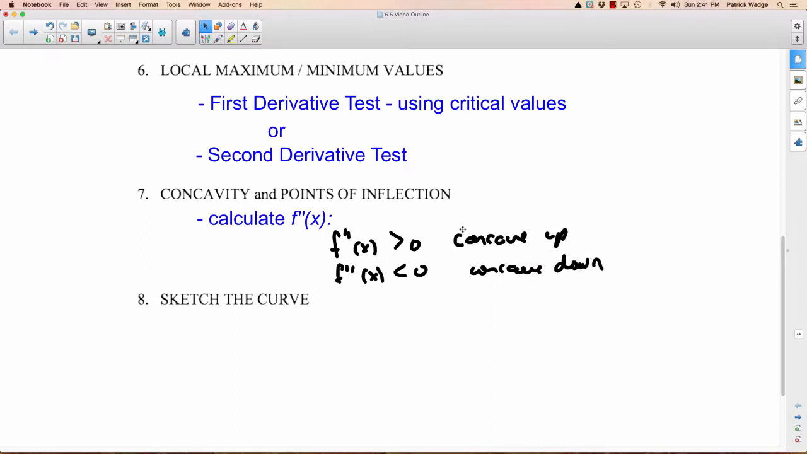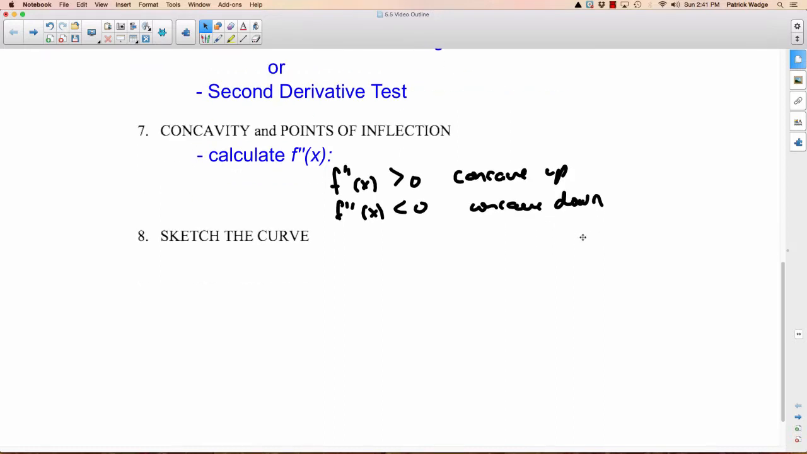And you get inflection points when it goes from concave up to concave down, or when it goes from concave down to concave up. And finally, after all that, you're going to sketch the curve.